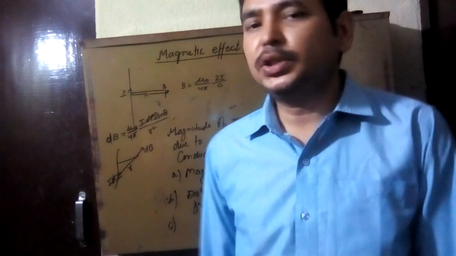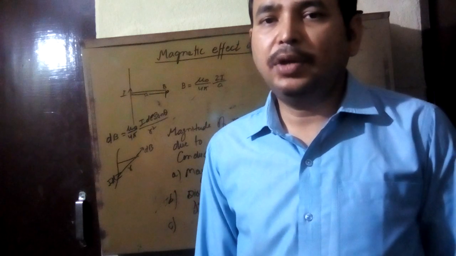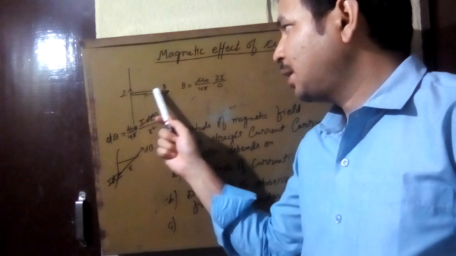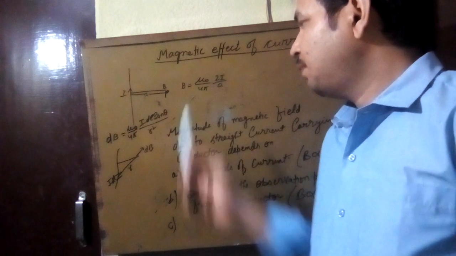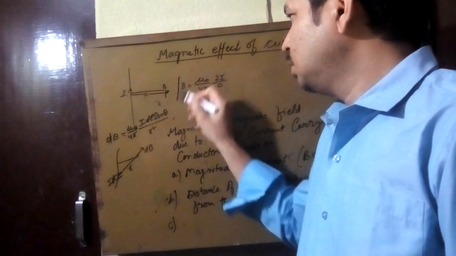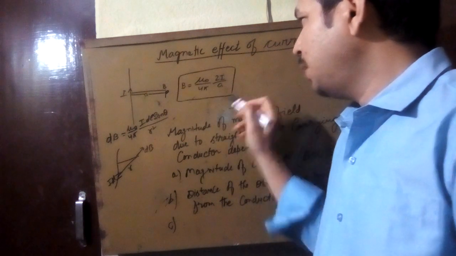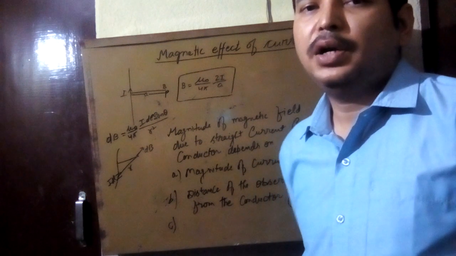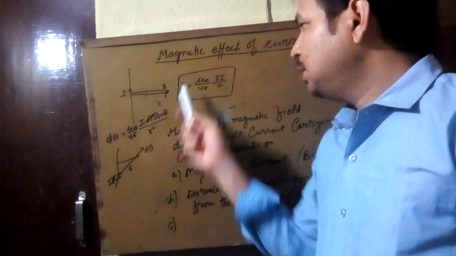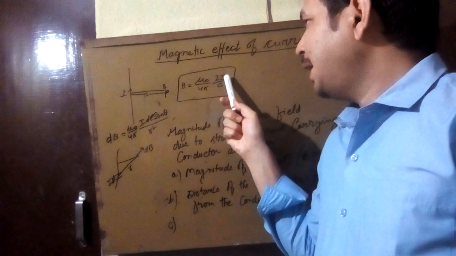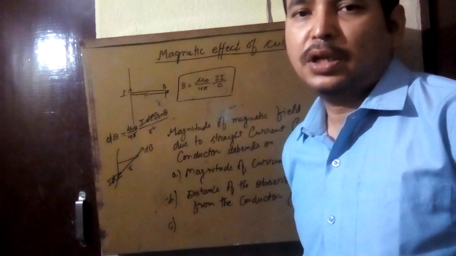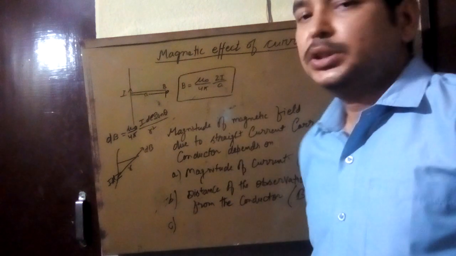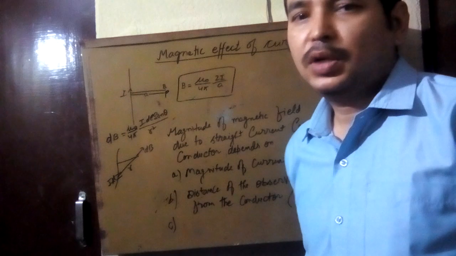Using this Biot-Savart law, we have derived the formula for the magnetic field due to a straight current carrying conductor at distance A. So this is the formula. If you keep this formula in your mind, then you can tell on what factors the magnitude of the magnetic field depends. You can see the magnitude of the magnetic field is directly proportional to the current. Current is in the numerator, mu naught by 4 pi is constant, 2 is constant.